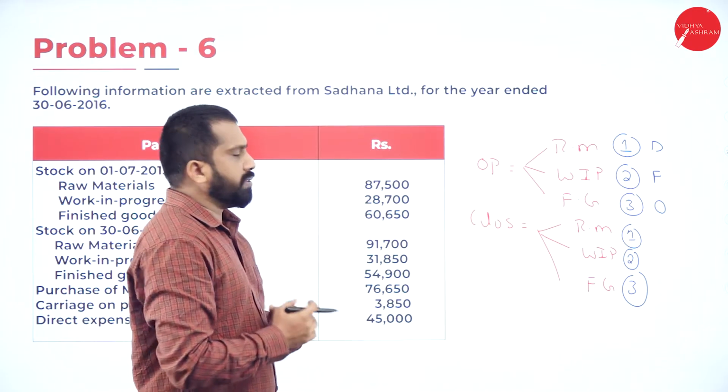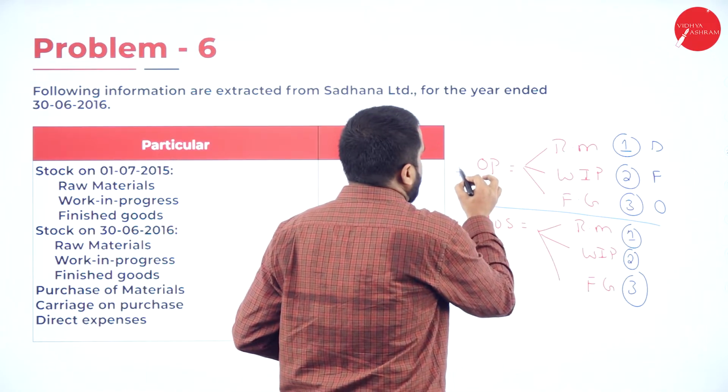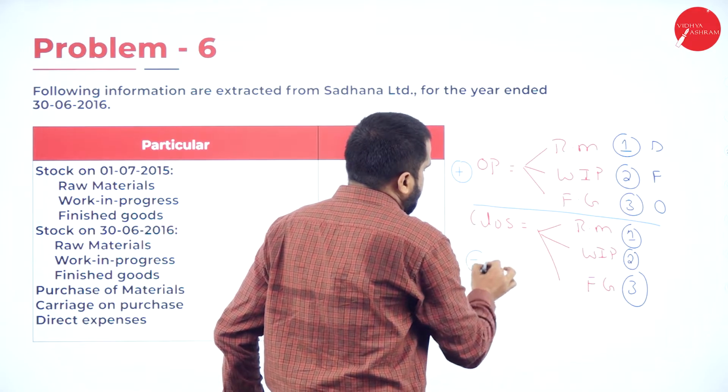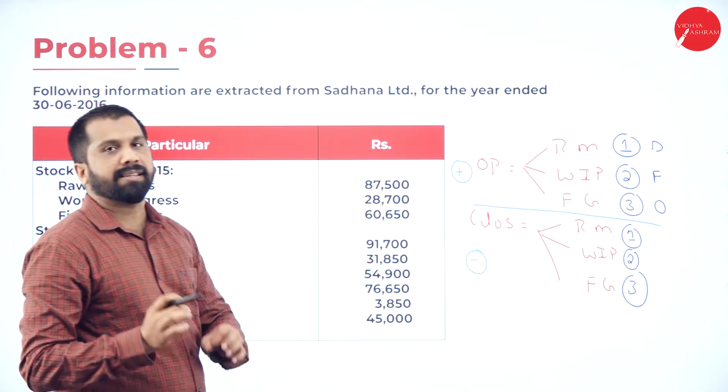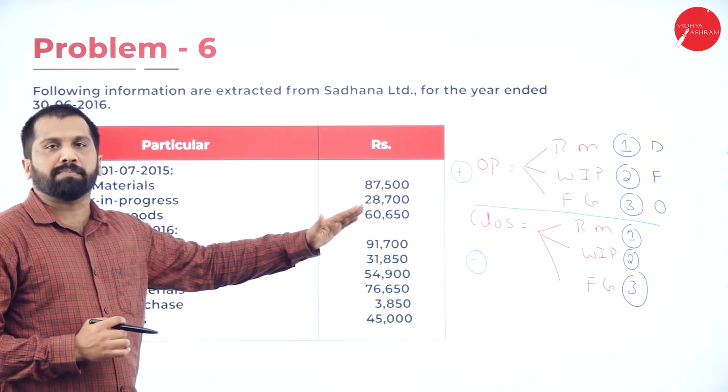Now, up to this you understood. All the opening stock will be addition, all the closing stock will be deletion, in the sense minus. Hope you are clear. This logic you are supposed to remember.